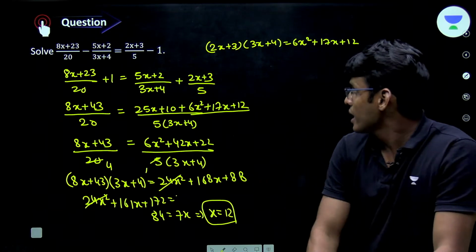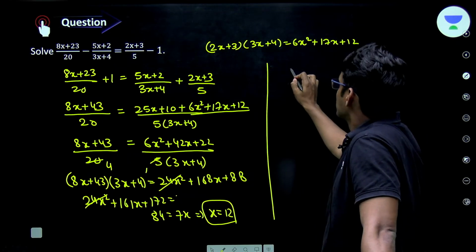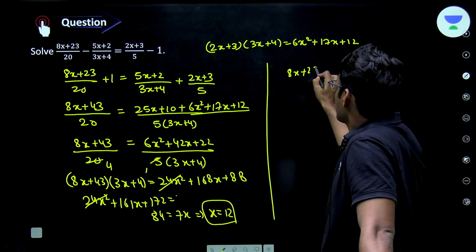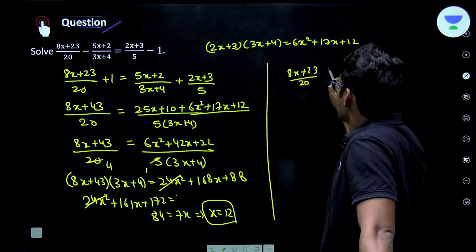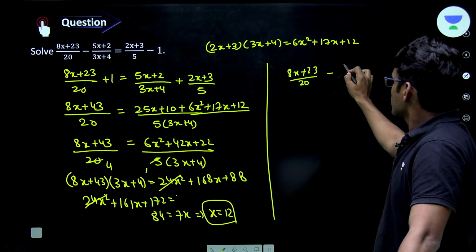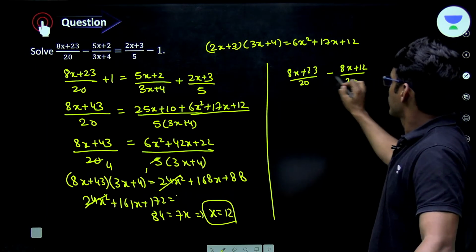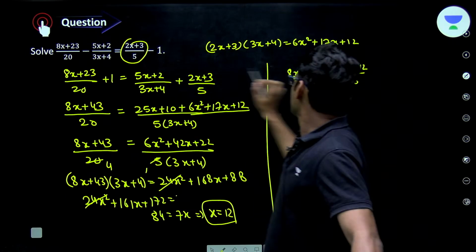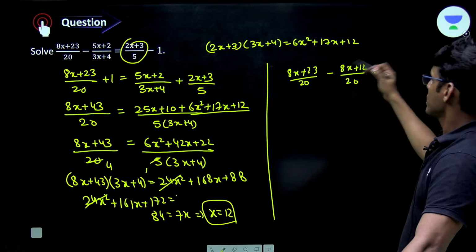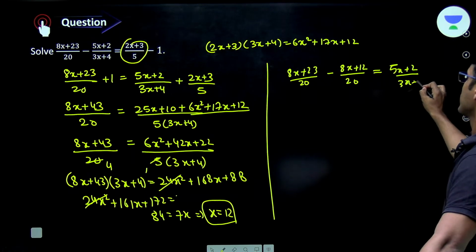Nice. I like it. Yes. This is a very good thing. See what this learner is trying to say. Sir, this is it. You put 8x plus 12 upon 20. Just write this like this. And then take 5x plus 2 here. This is very good. I like it.